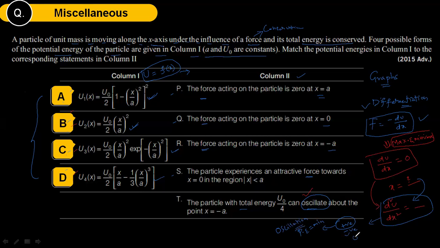Whether it is negative, no, the potential energy will be maximum. If it is 0, no, the potential energy will be constant, where oscillation is not possible. Oscillation is possible only when the potential energy is minimum.